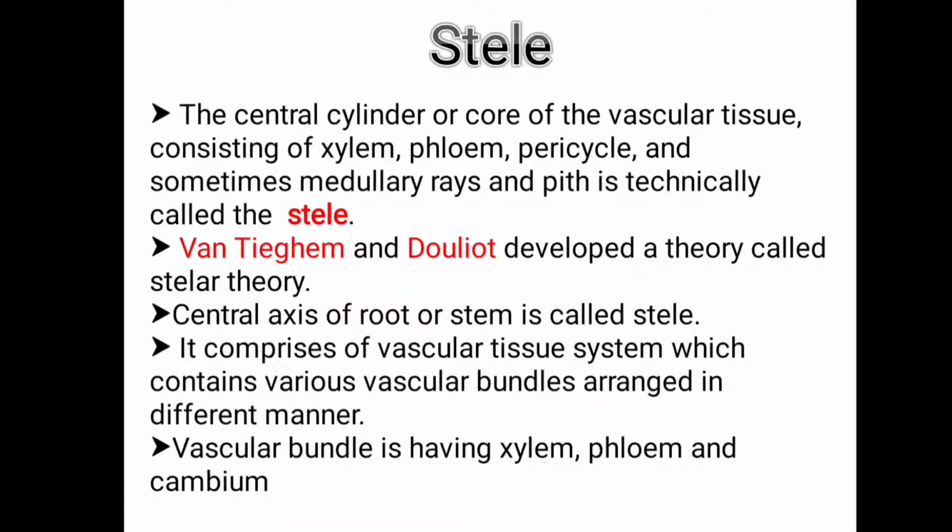It means the structure prepared by the arrangement of the vascular tissue, xylem and phloem, is called a vascular bundle. The various vascular bundles are arranged in different arrangements in the root and stem portion. The vascular bundle has the xylem, phloem and the cambium. The combination of the xylem, phloem and cambium ring is known as the vascular bundle.